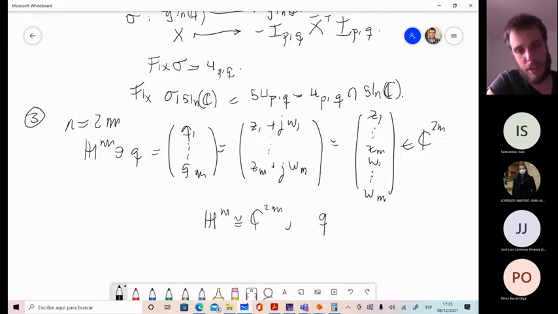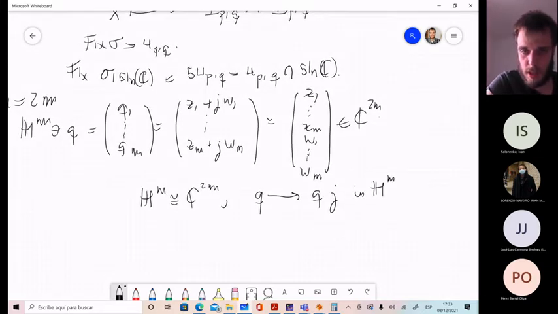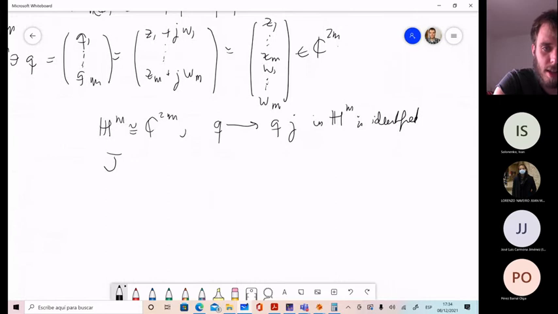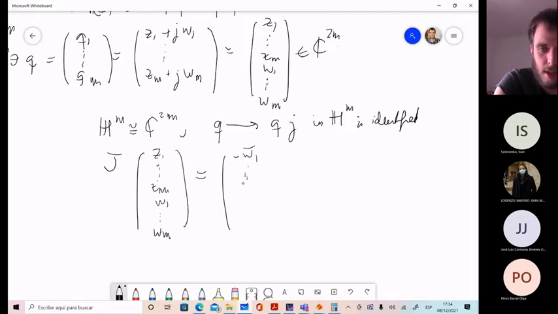And the quaternionic structure, which is given by multiplication of j from the right-hand side, is identified with the following C-linear map, or no, it's not C-linear, right? The R-linear map on C^{2m}, which takes (z_1, ..., z_m, w_1, ..., w_m) into (minus w_1 bar, ..., minus w_m bar, and now it's z_1 bar, ..., z_m bar).